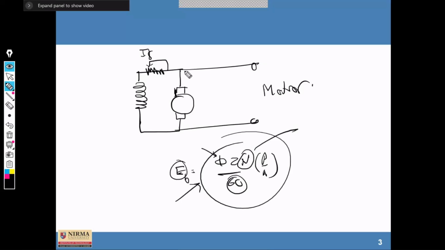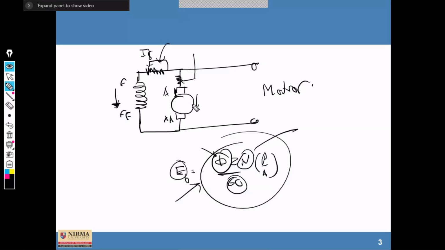So by inserting resistance into the field winding externally, because we are connecting all these F and FFF and A and AAA terminals externally, while connecting this, we can insert the resistance and change the field current flowing through it, and we can vary this flux. Similarly, we can also insert a resistance or rheostat in series with the armature circuit. So we can also vary the armature current.